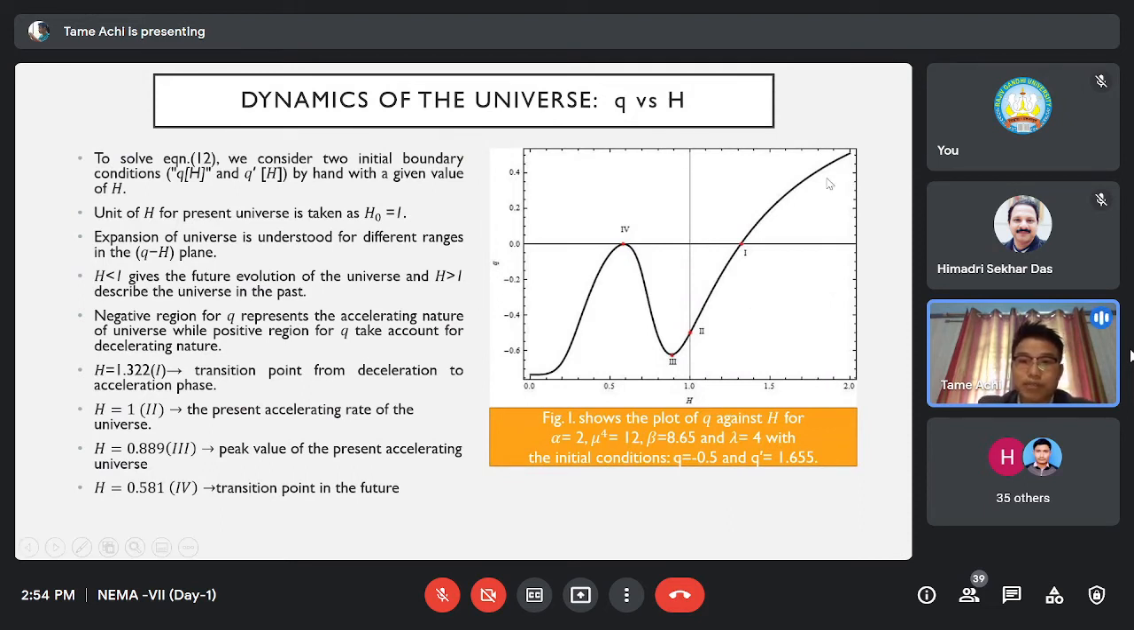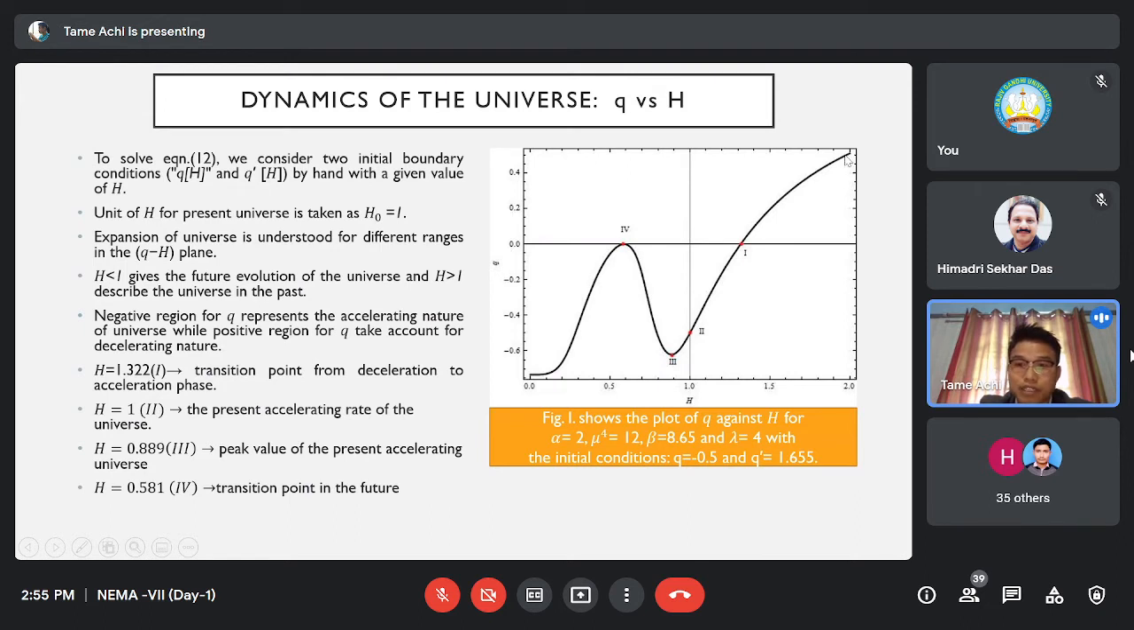We can see from the graph that the universe has undergone a transition from deceleration to acceleration in the past universe, since H equal to 1 is our present universe. And since H is an inverse function of time, all the values where H is less than 1 represent the future of the universe, and all the values where H is greater than 1 represent the past of the universe.